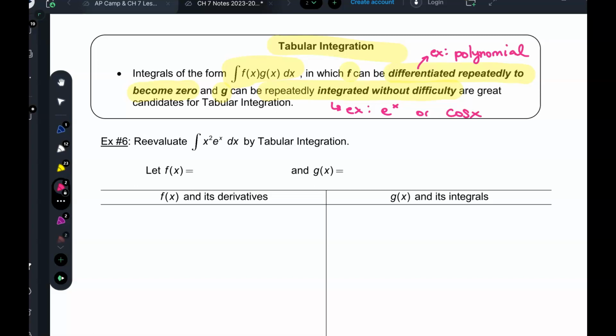So what we're going to do, remember this one? We did this one already. Wait, for the g repeatedly, is that like infinitely? Yeah, we could keep going. So what we're going to do is make x squared our f of x, and then g of x is our e to the x.